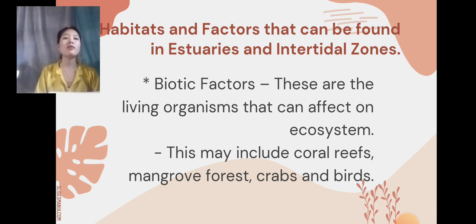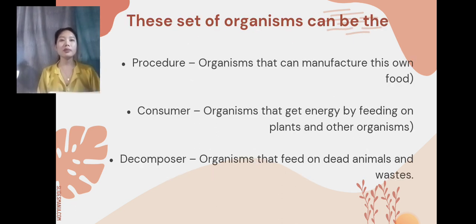So yung habitats and factors na makikita sa estuaries and intertidal zones. So first, we have biotic factors na nakakaapekto sa ecosystem natin. Dito papasok yung mga coral reefs, mangrove forests, crabs, and birds. This set of organisms can be the producer, consumer, and decomposer. So, pakitandaan po, meron tayong tatlong set ng organisms na makikita sa estuaries and intertidal zones. So, we have producer, consumer, and decomposer.